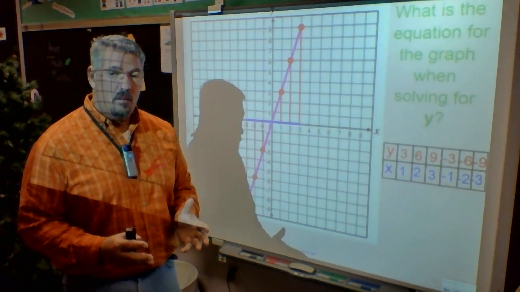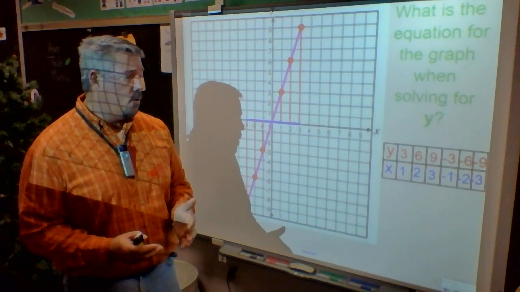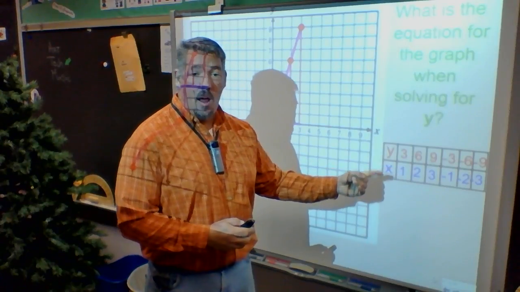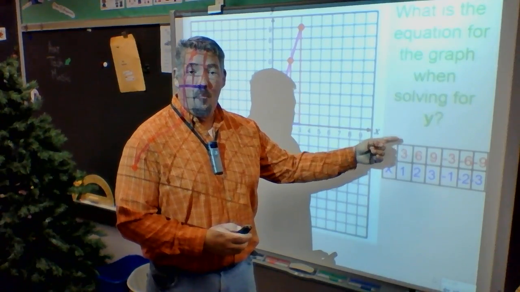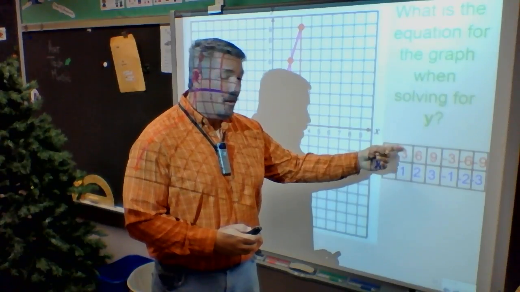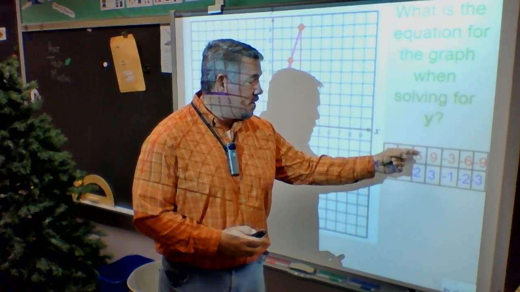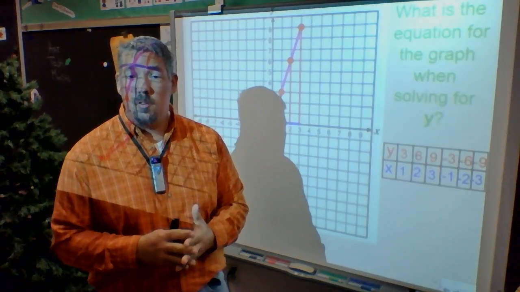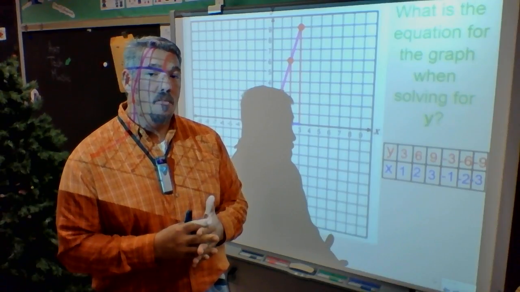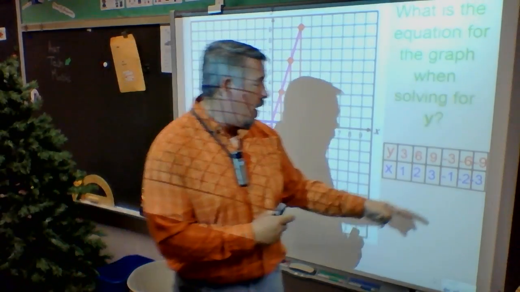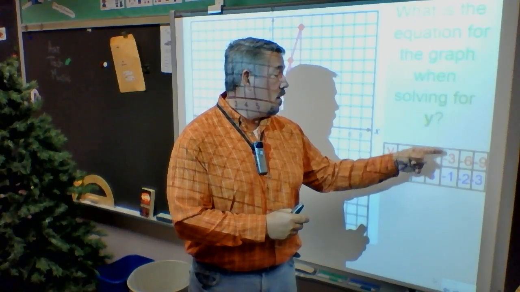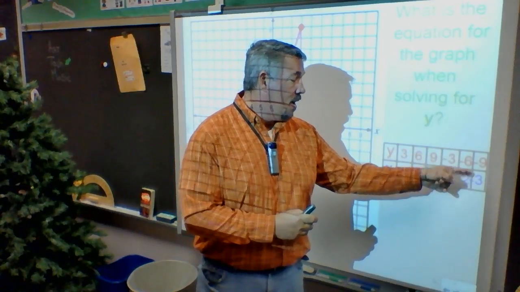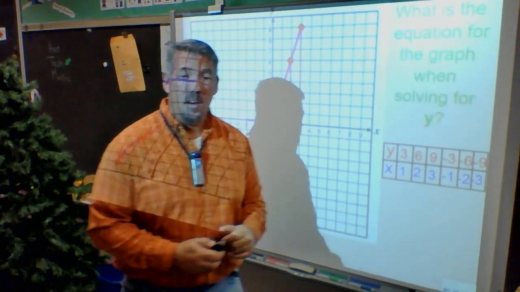Do you see a pattern? I'm hoping you do. Because what I see is every time, if I take my x and I multiply it by 3, I get my y. 1 times 3 is 3. 2 times 3 is 6. 3 times 3 is 9. Now I understand we haven't gotten into integers and how we multiply integers, but I'm telling you, that math is correct. -1 times 3 does give me -3. -2 times 3 does give me -6. And -3 times 3 does give me -9.